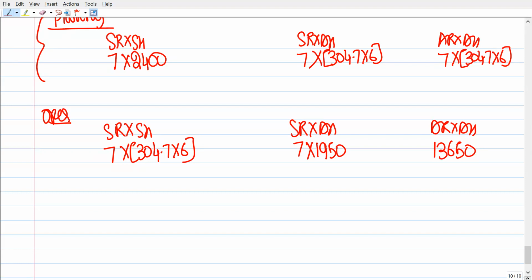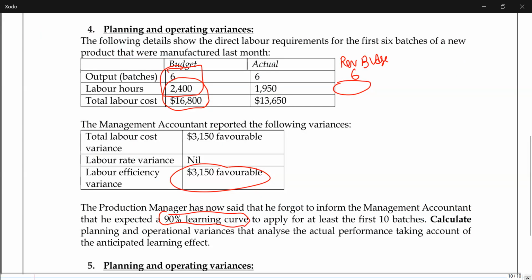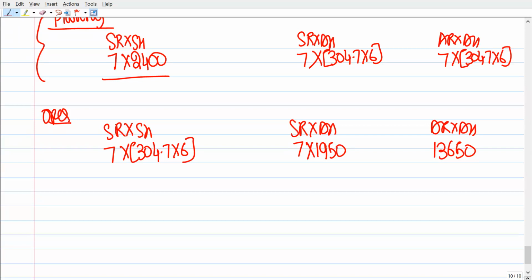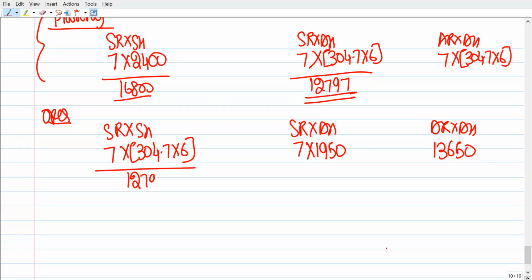Still there are some favorable variances even on the operating side, but it is not entirely this 3150. What is this number? 16. This is 12,000 797. Okay, then I think there is going to be an adverse variance on the operating side, 12,797. In fact, there is no favorable variance.